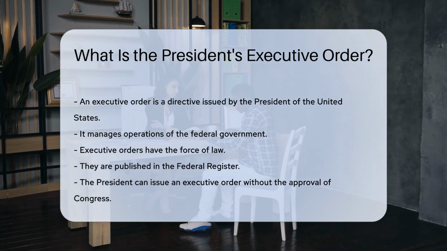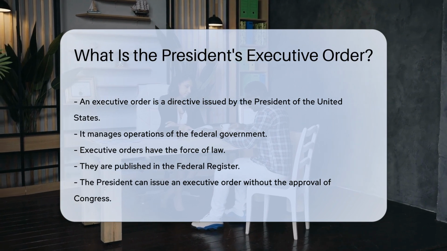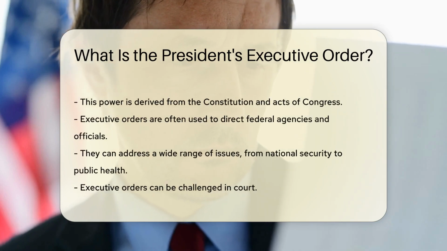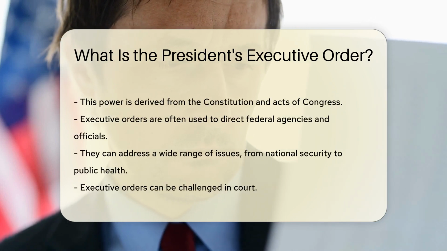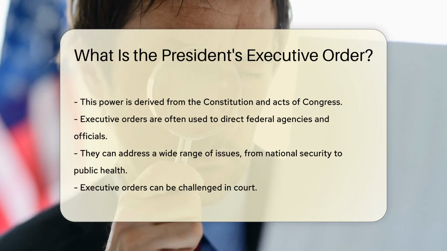The President can issue an executive order without the approval of Congress. This power is derived from the Constitution and Acts of Congress. Executive orders are often used to direct federal agencies and officials. They can address a wide range of issues, from national security to public health.